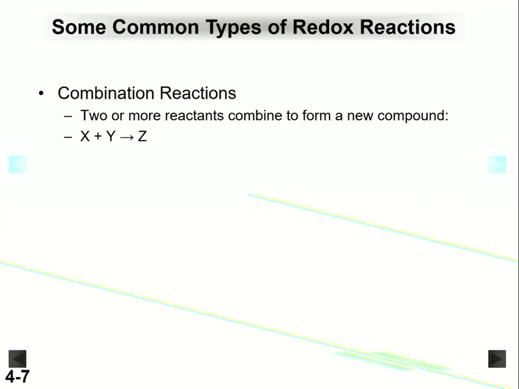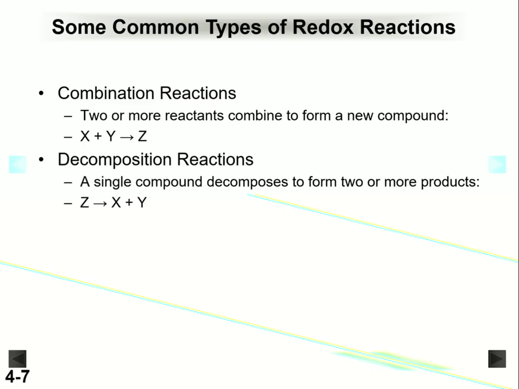We're going to look at 4 common types of redox reactions. The first is a combination reaction. Anytime 2 or more elements combine to form a new compound, that's a redox reaction. A decomposition reaction is the reverse. Anytime a compound decomposes to form 2 or more products, and we'll look at this primarily with elements, that's a redox reaction.